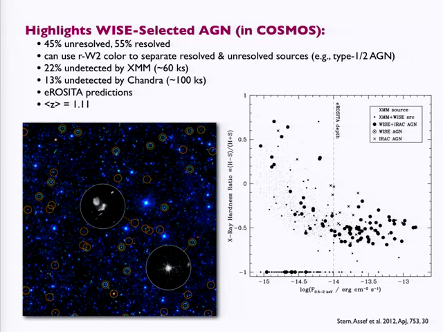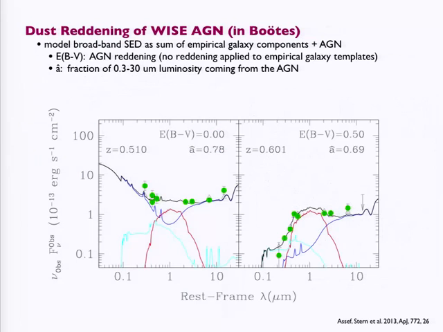Average redshifts are 1, and I'll skip over the eROSITA predictions. But those are some of the highlights from that first COSMOS paper. Second paper, going to the Boötes field, Roberto does SED fitting of all the WISE sources detected in W1 and W2, or out to 5 microns in WISE.